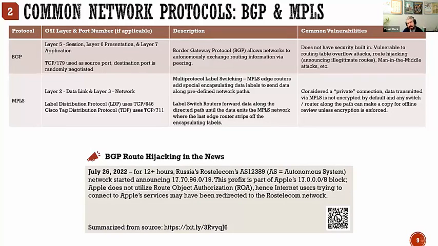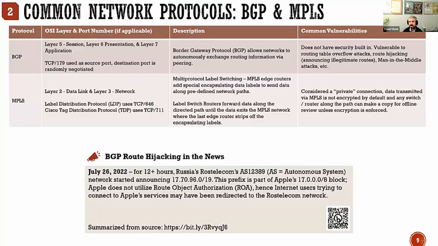BGP and MPLS, I don't have any really cool cartoons or pictures here, I'm sorry. But BGP works actually on layer 5, layer 6, and layer 7. It uses TCP 179 as a source port and then negotiates what the destination port is going to be. The reason I'm bringing up both of these is because these are very common enterprise networking protocols, and they both do not have security, again, built into these.